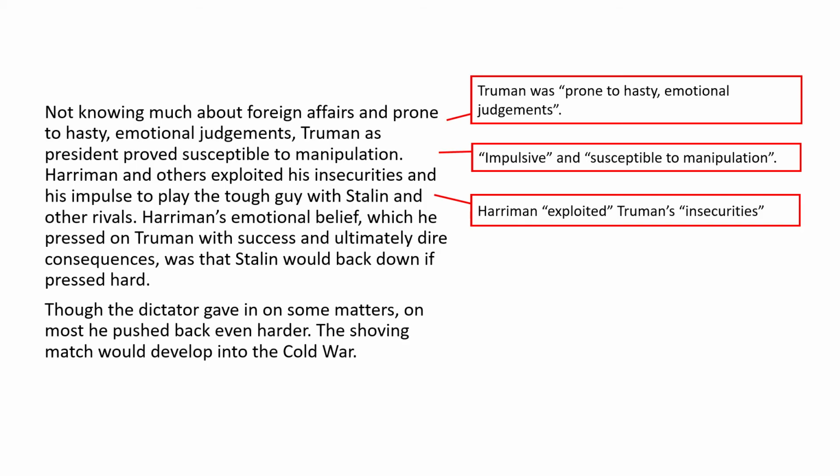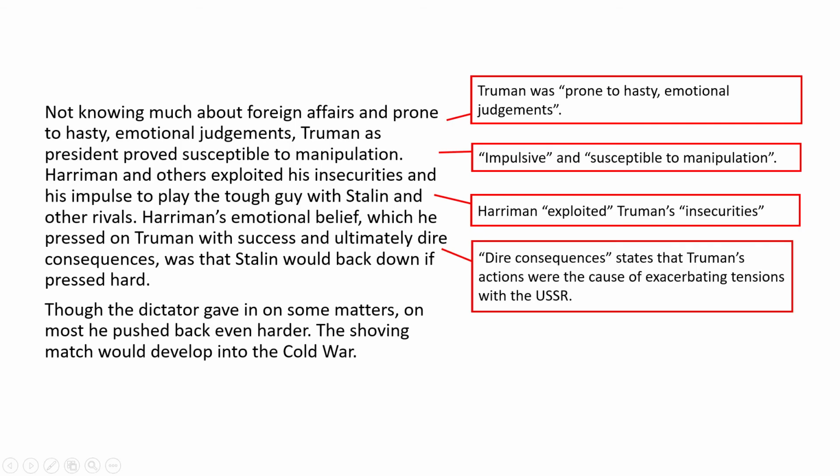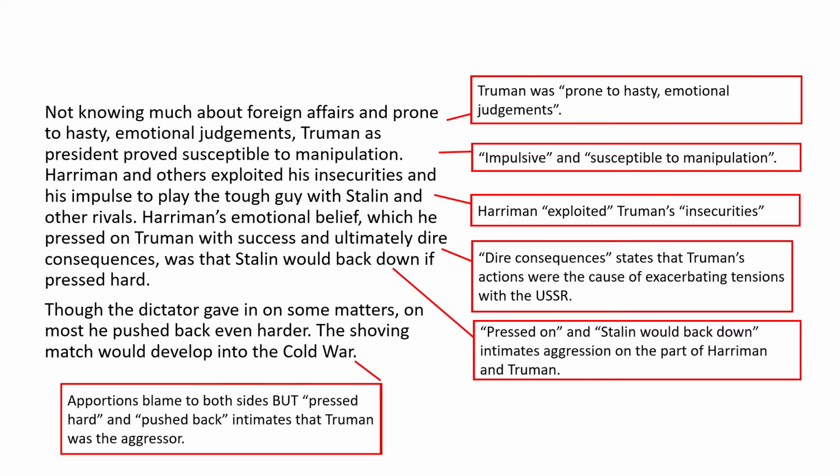Harriman and others are also shown in a bad light, being accused of exploiting Truman's alleged insecurities to achieve their aims. This is definitely a revisionist approach, casting blame on various American leaders for not only manipulating their president, but because their actions would have, quote, dire consequences, unquote. The statement that Stalin would back down if pressed hard, and the following two sentences, suggest U.S. aggression in the first instance, which is a revisionist view, with the USSR adopting an aggressive response.